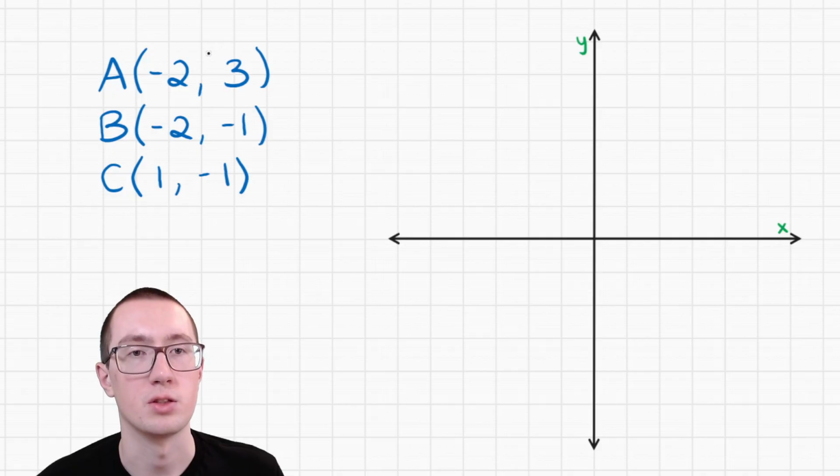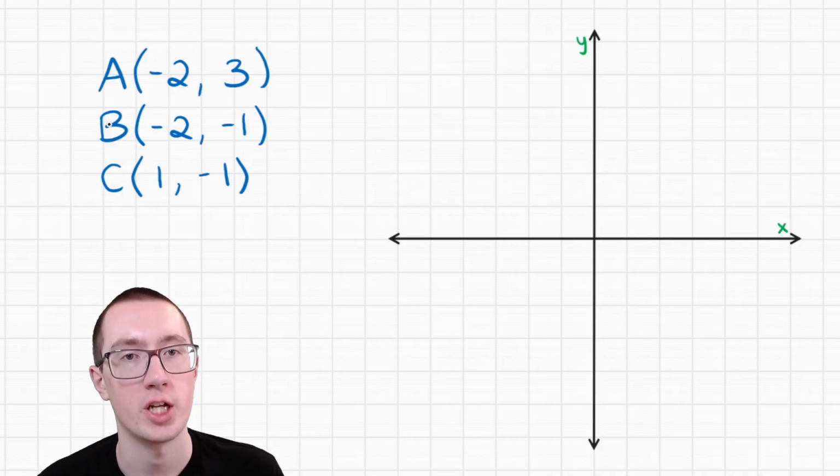Here's how to find perimeter and area with just coordinates. So here's the example that we'll be doing in this video. We have 3 points here. We have 3 coordinates. And we have to figure out the perimeter and area of the shape that these make.